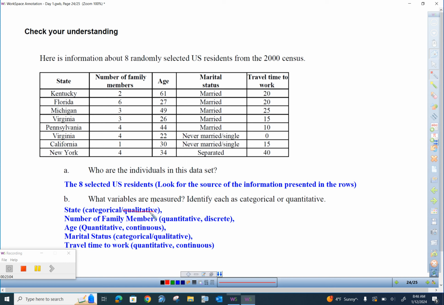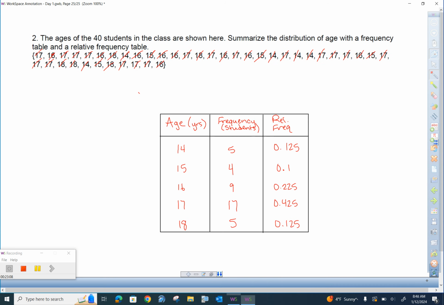Okay, this last one, you just had to count up. Your first column in your chart should have said age in years. We want to get in the practice of labeling our headings. Okay, and there were 14 through 18 there. The frequency was talking about students, or number of students. So there were 5, 4, 9, 17, or excuse me, 5. And then our relative frequency, we divide by the total. So I'm going to add to the bottom here totals. So there were 40 students.